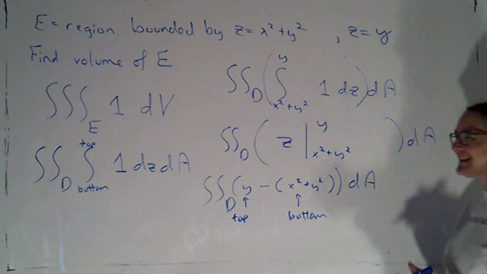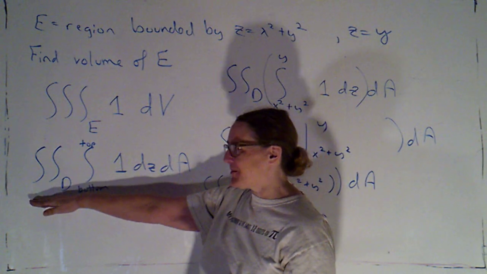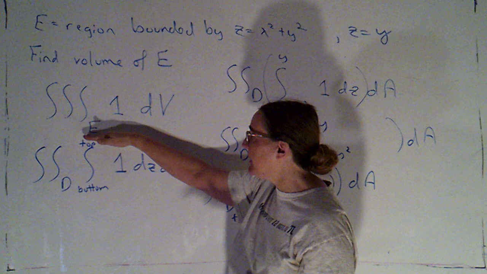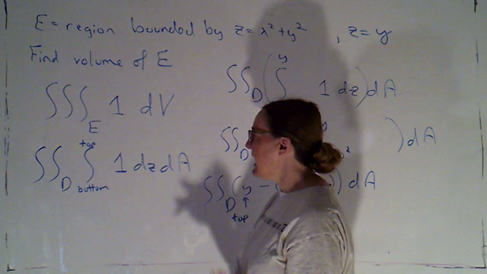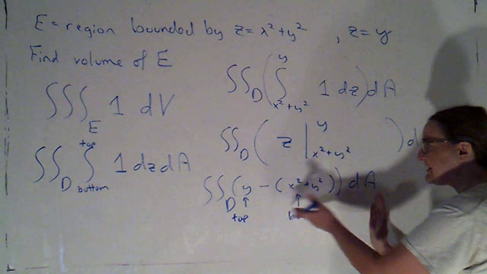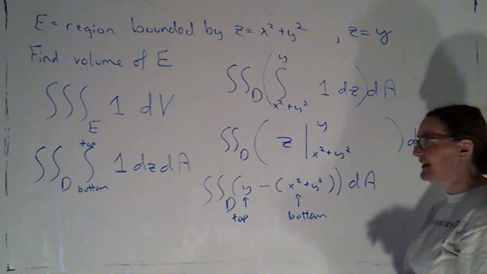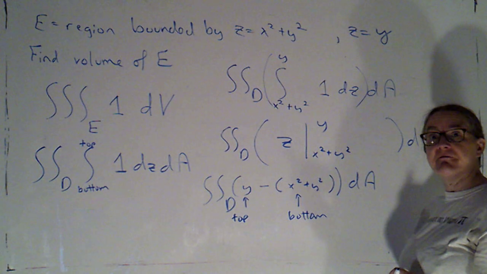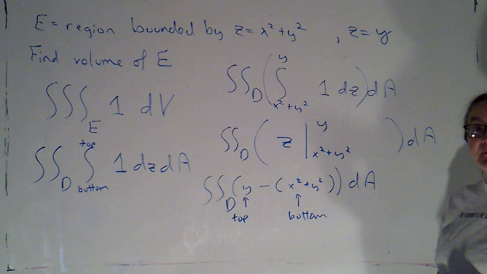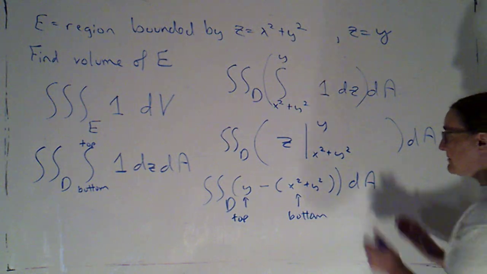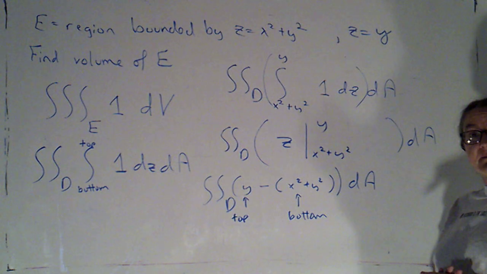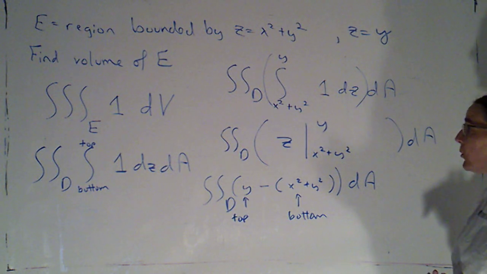So if you set this up as the double integral over the projection onto the xy plane from bottom to top of 1 dz dA, after you do the integral with respect to z, you have exactly the double integral you would get if you were finding the volume as a double integral. You're just integrating top minus bottom. All right, at this point, I'm going to evaluate this double integral. I think it makes sense to switch to polar coordinates.